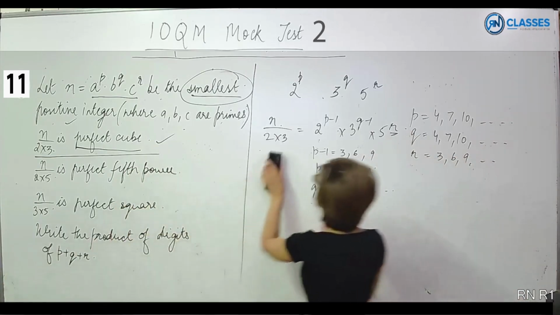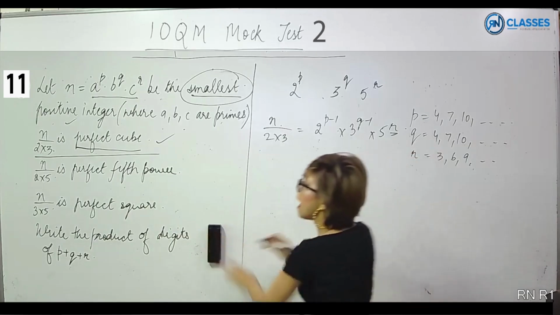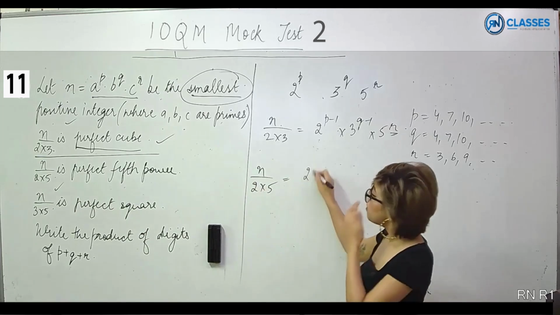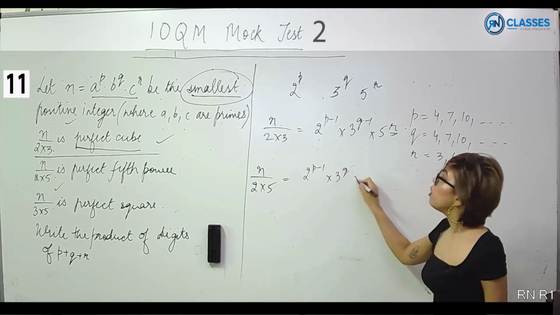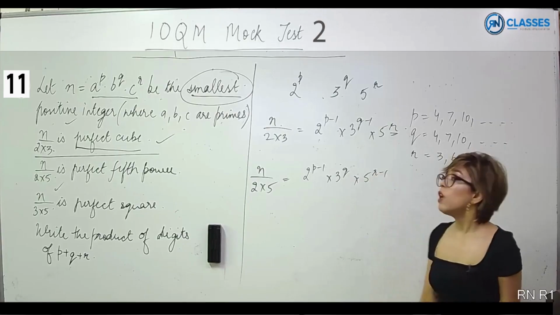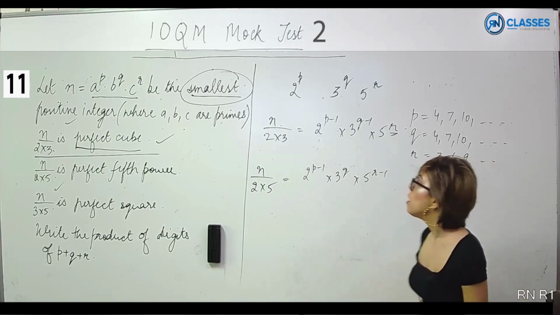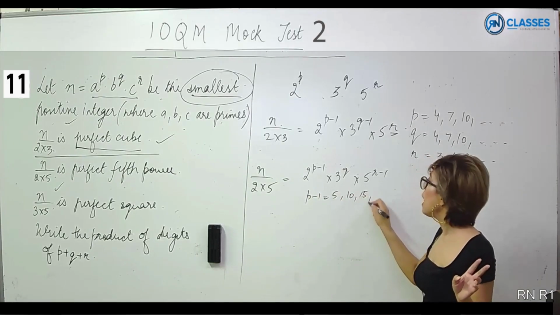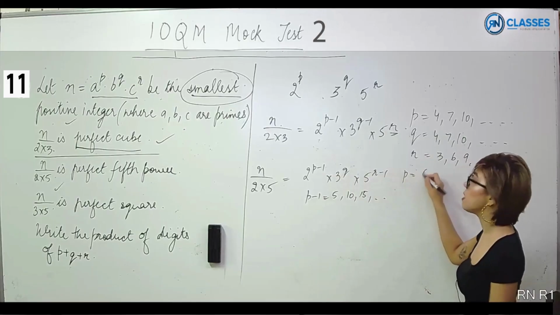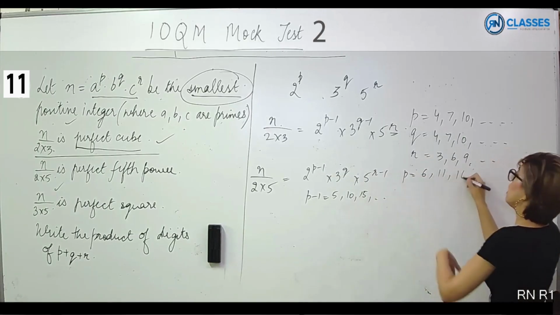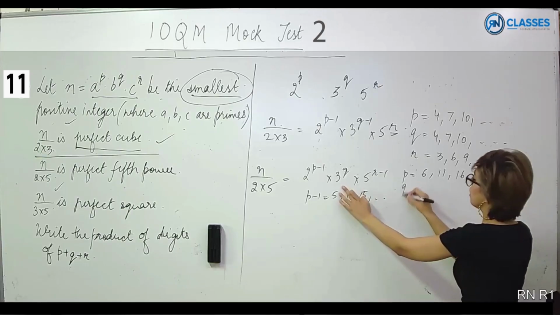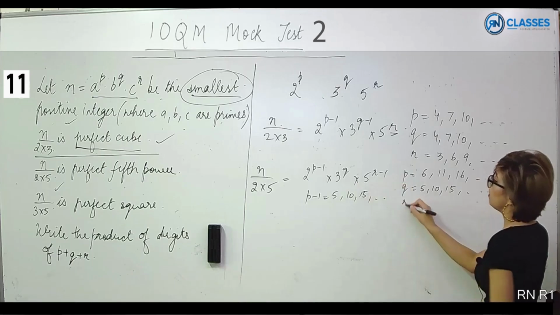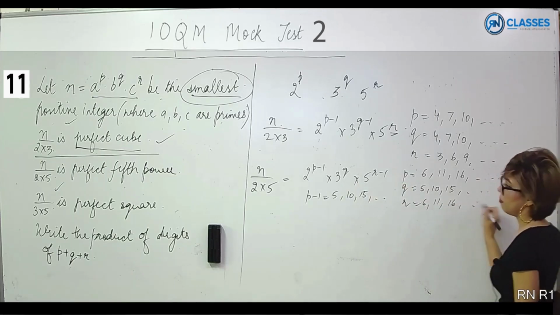Right? Now, on to the next condition. Now he says n by 2 into 3. So again, I will rewrite this. So 2 raised to power p minus 1 into 3 raised to power q into 5 raised to power r minus 1. Now this has to be a perfect fifth power. So that means p minus 1 can be 5, then it can be 10, then 15 and so on. So that means p will turn out to be 6, 11, 16 and so on. Q has no restriction, so it will be 5, 10, 15 and so on. Then r again it will be 6, 11, 16 and so on.